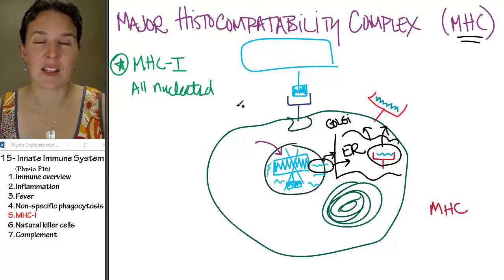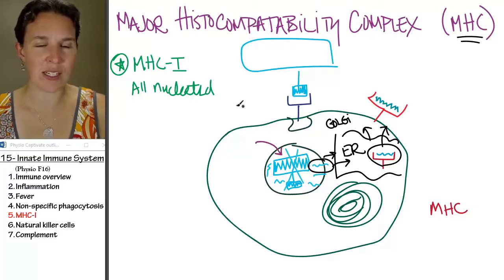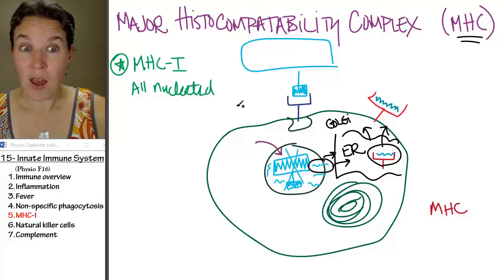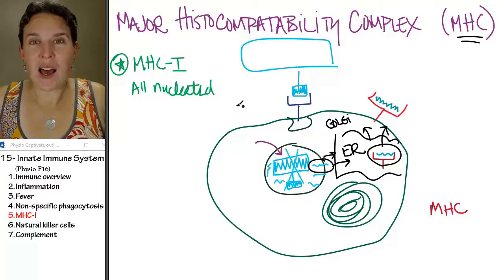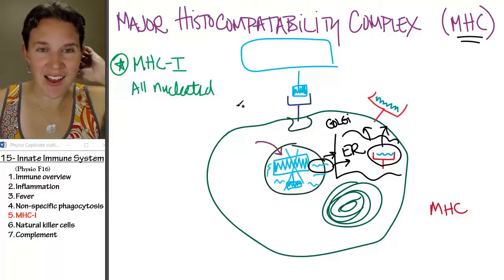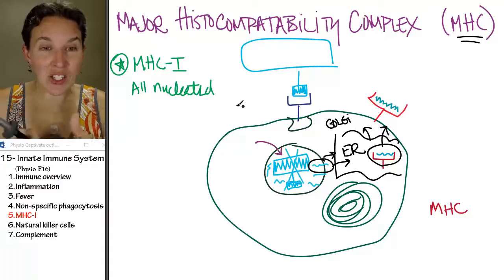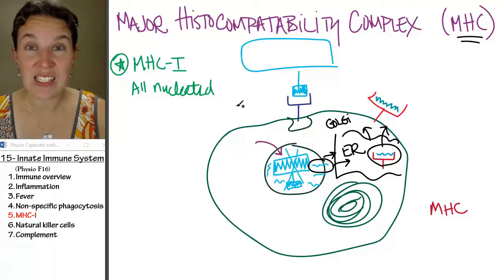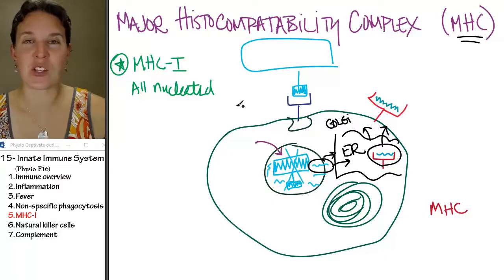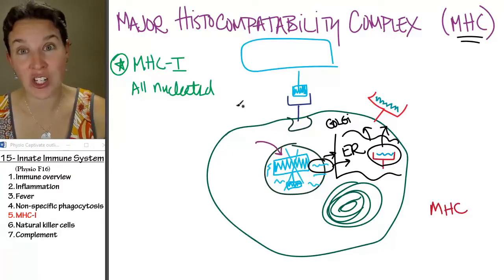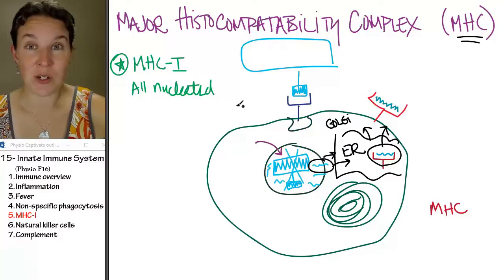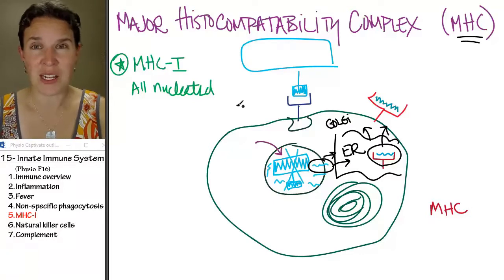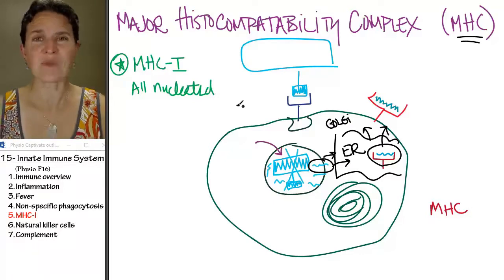Because all nucleated cells have these, which means who doesn't have them? Who doesn't have a nucleus? Red blood cells. Red blood cells do not have MHC1, which means what about blood transplants? Dude, you can totally do it because your red blood cells don't have MHC1. If they did, blood transfusions, donating blood, we wouldn't do it. You'd wait until you had a match, and then you'd donate blood to the person with the match. Thank goodness our red blood cells do not have MHC1, because otherwise we'd never be able to donate blood to anybody. Or it would be very rare.